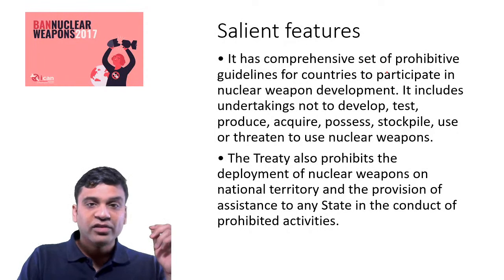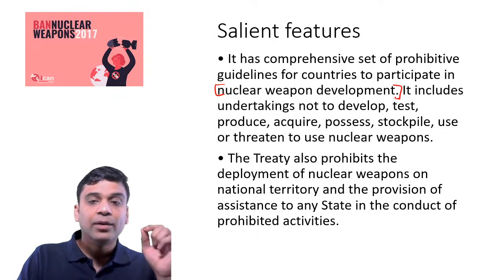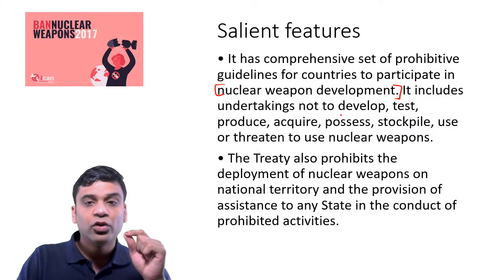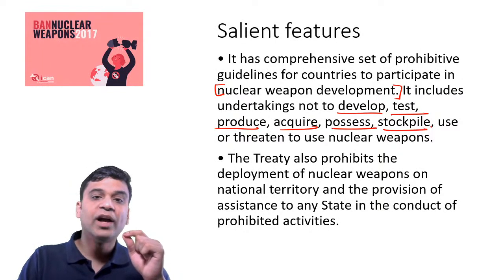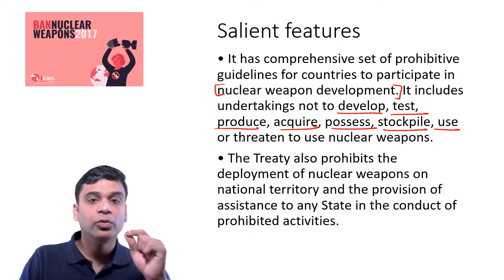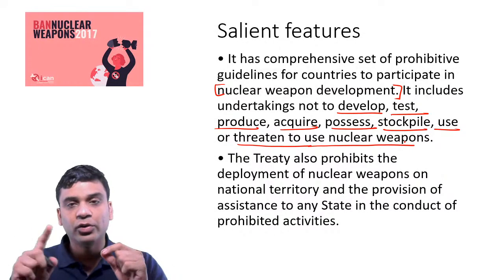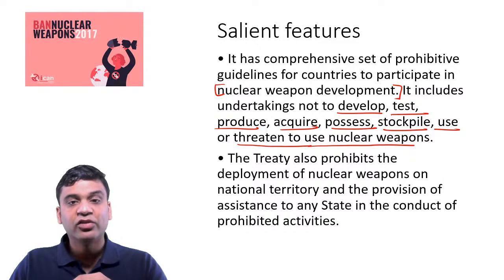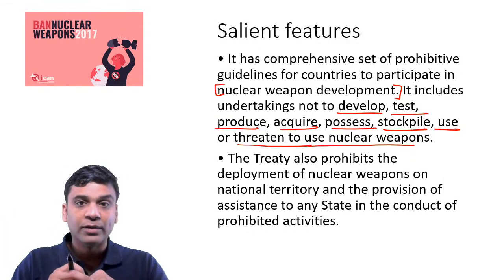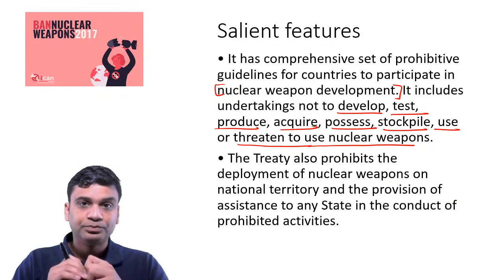It is comprehensive. As I told, it is against nuclear weapon development. By this treaty, the state should not develop, test, produce, acquire, possess, stockpile, use, or even threaten to use nuclear weapons. The entire life cycle of the nuclear weapons is there. It shouldn't develop, test, produce, acquire, or use, and it shouldn't even threaten to use nuclear weapons if a state has signed the TPNW.